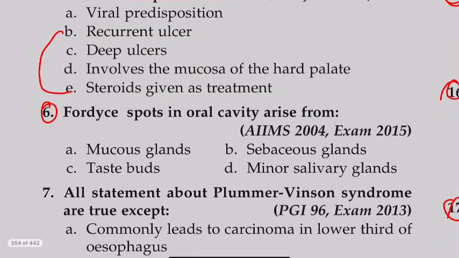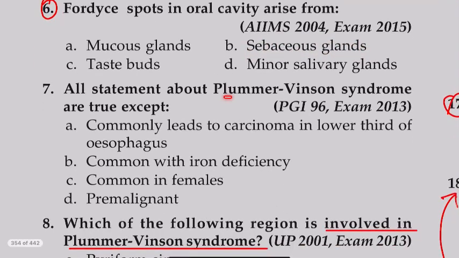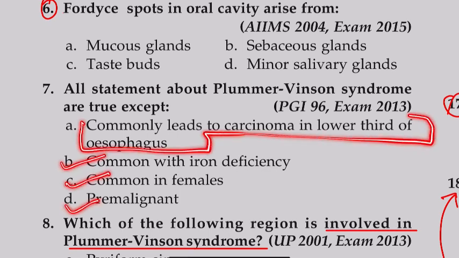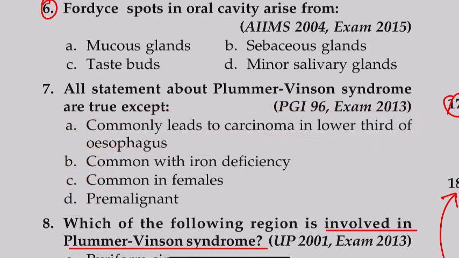Fordyce spot in the oral cavity, where does this arise from? It arises from the sebaceous gland, right? Now, all statements about Plummer-Vinson syndrome are true except, right? So, common with iron deficiency anemia, that's right. Common in females, that's right. Pre-malignant, that's right. But here, commonly leads to carcinoma in the lower 1/3 of the esophagus, that's not right. Plummer-Vinson syndrome affects the postcricoid area and upper part of the esophagus, right?